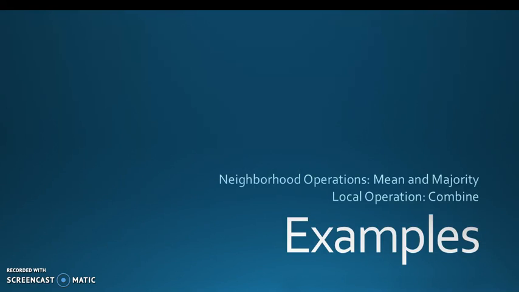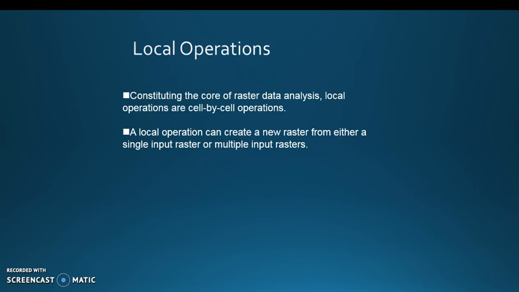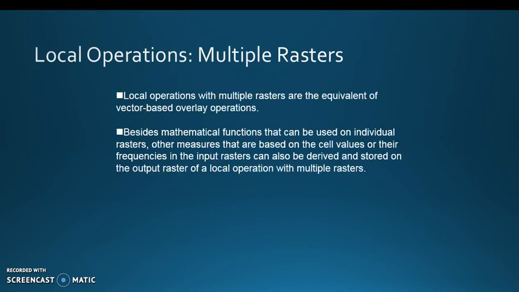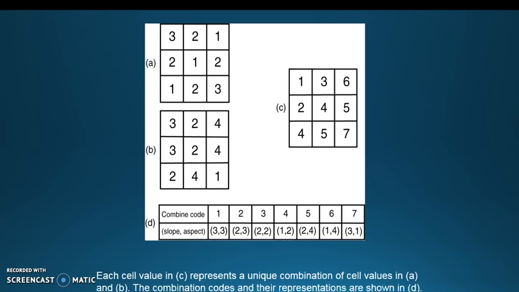This video will explain how to use neighborhood operations mean and majority and a local operation combine. Local operations constitute a very important part of data analysis using rasters, and they are cell-by-cell operations. As a result of local operations, we can create a new raster from either a single input raster or multiple rasters. Local operations with multiple rasters are equivalent of vector-based overlay operations.